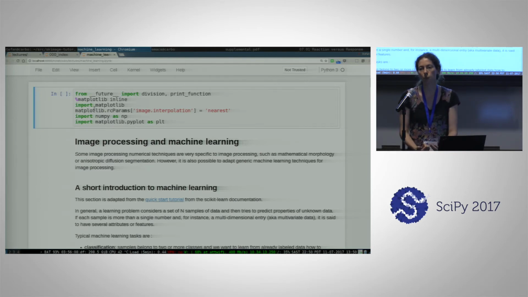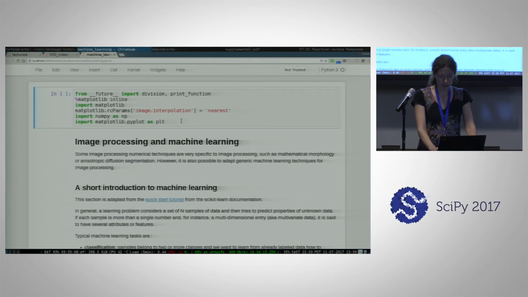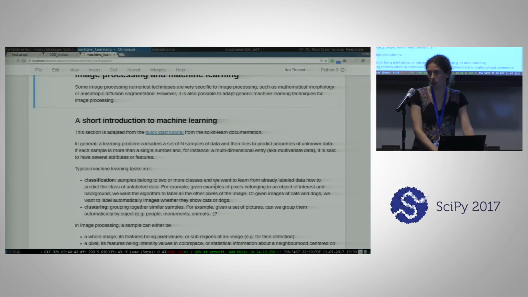Therefore, we will be able to use very powerful algorithms by just fitting our image processing problem into a machine learning formulation. And bam, we will have one machine learning algorithm that will solve a quite tricky problem for us. So I will start the tutorial with a very short introduction to machine learning. Of course this doesn't mean to replace a scikit-learn tutorial, which you should follow if you have the opportunity.